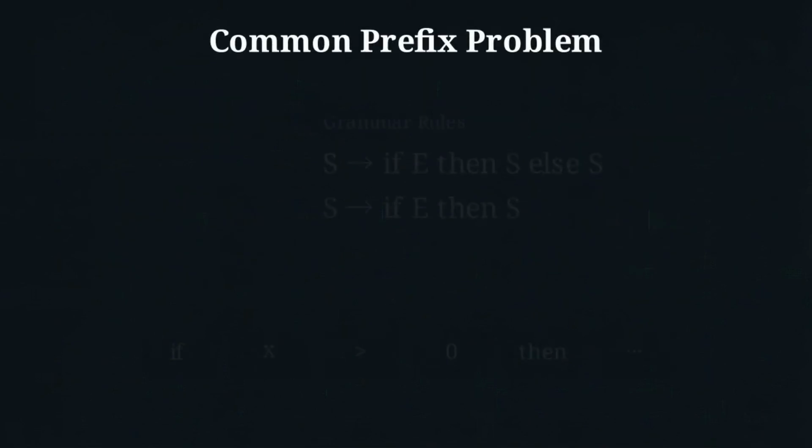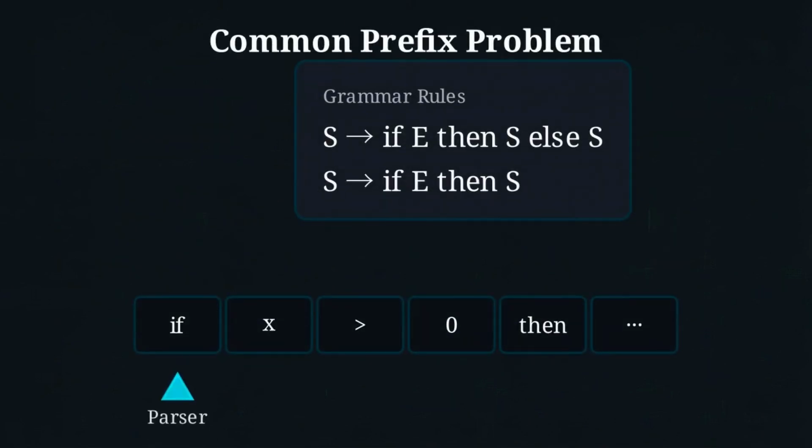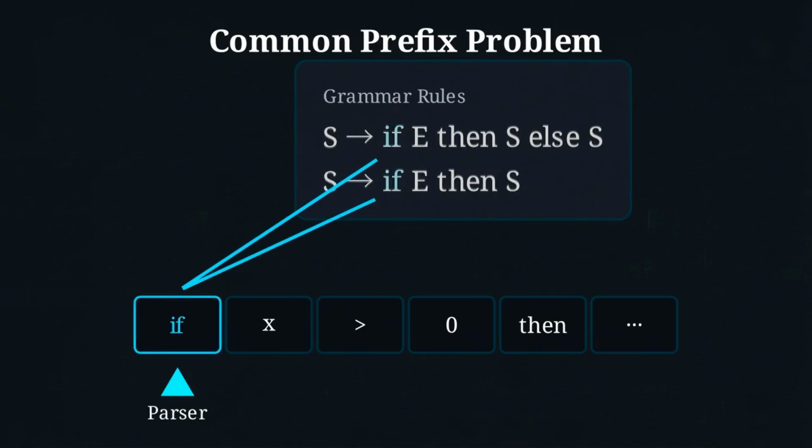A predictive parser experiences this exact same hesitation reading grammar rules. If it sees the word if, but two different productions start with if, a one-token look-ahead is insufficient. The parser hits a wall and stops.